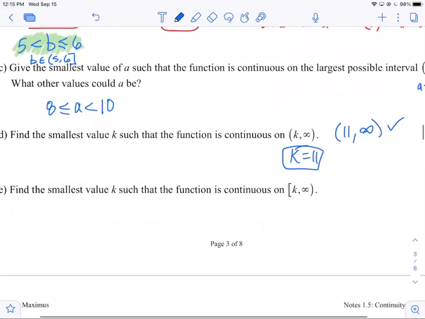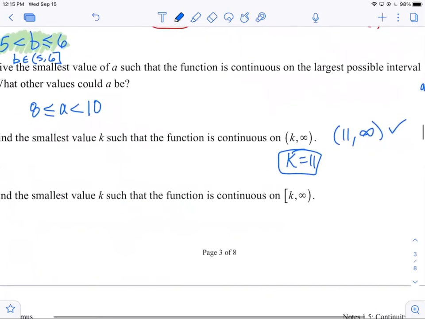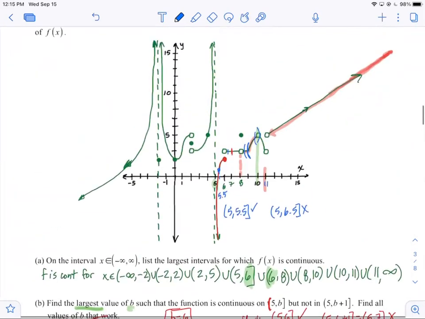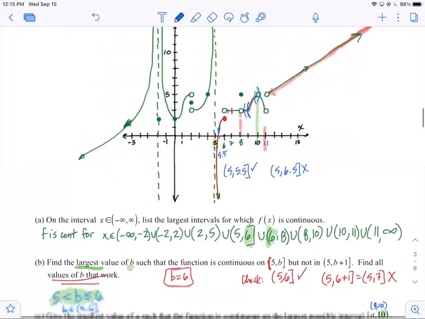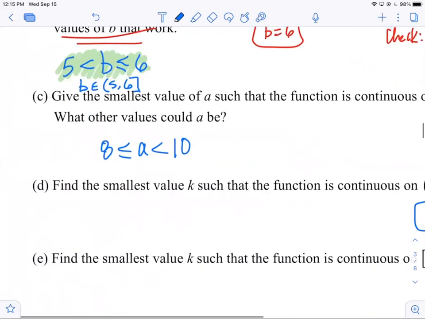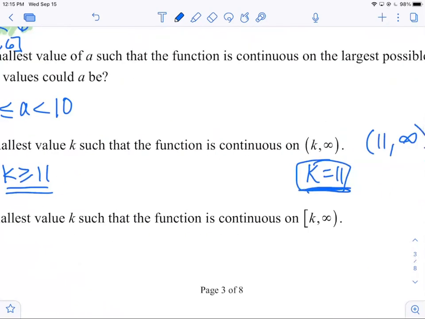Are there other k values that work, though? Yeah, that one's pretty easy. You could choose anything bigger than 11, right? Any value 11 or bigger. So it didn't ask us for this, but just to keep the same thing, all values 11 or bigger will make that interval continuous from that number non-inclusive to infinity, obviously non-inclusive. But this one gives us the largest interval, 11 itself.